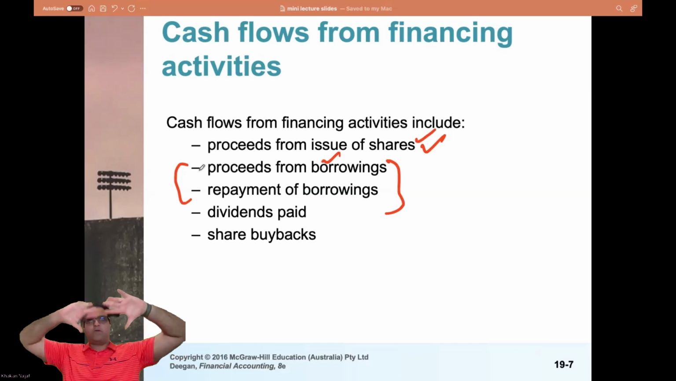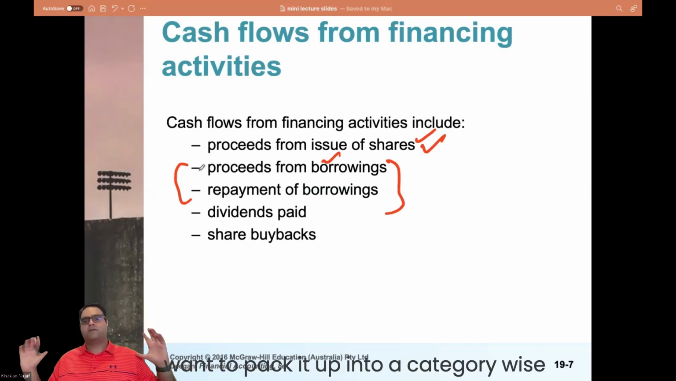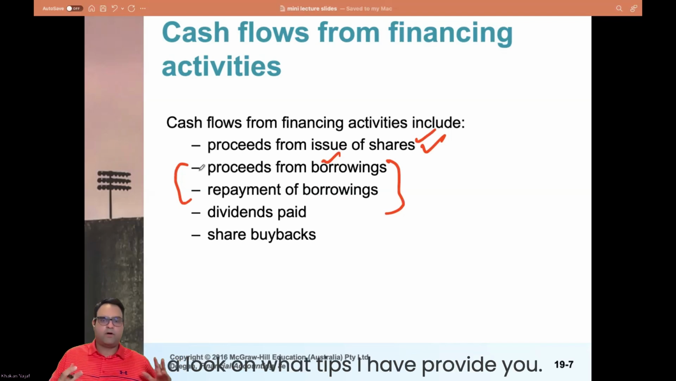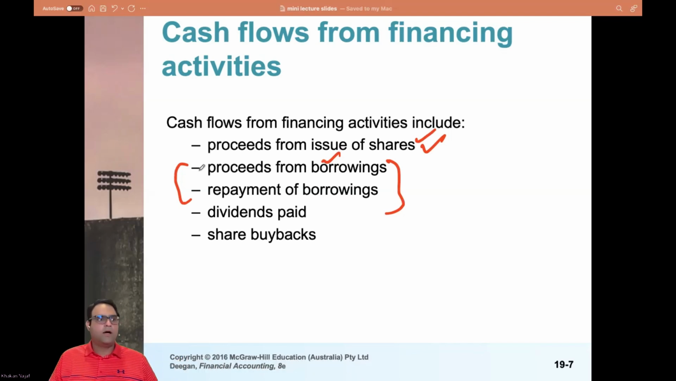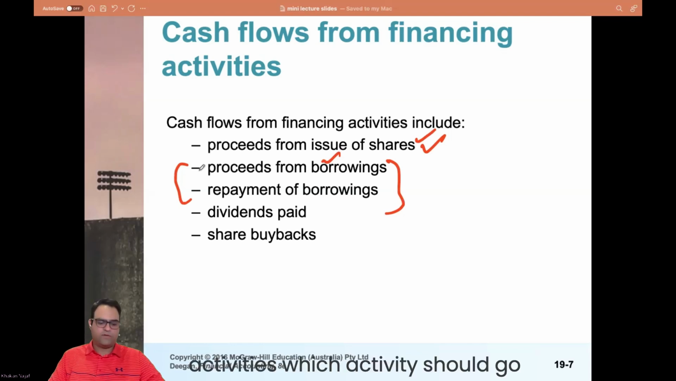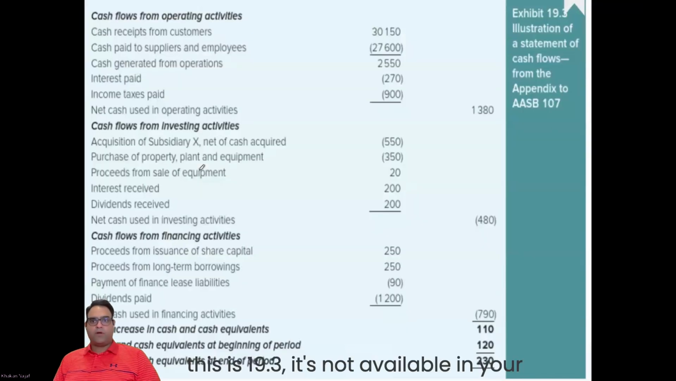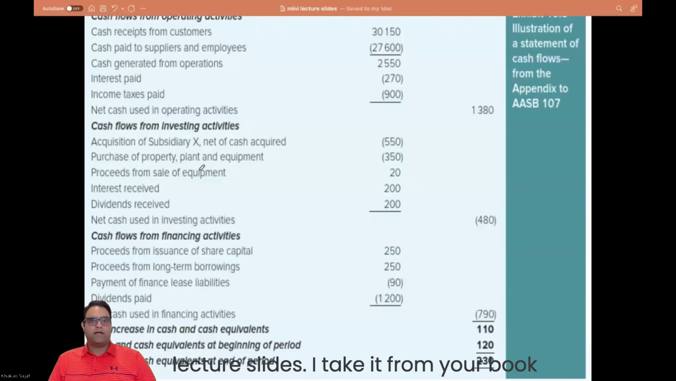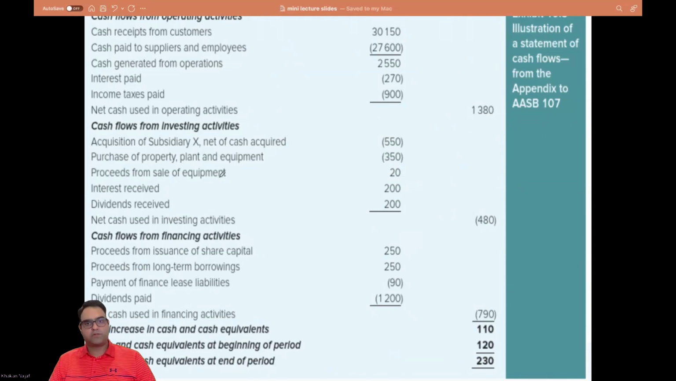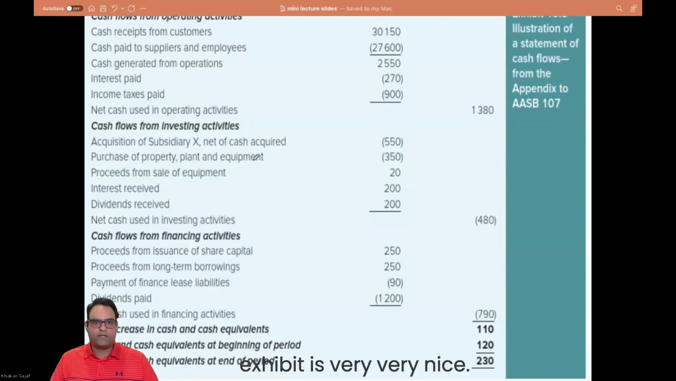So overall, if I want to pack it up category-wise, I will go back to my slides and have a look at what tips I have provided you. Those tips will be very useful for you to categorize any activities, which activity should go where. So this is 19.3. It's not available in your lecture slides. I took it from your book and copied and pasted it here. For those students who haven't bought the book, this exhibit is very, very nice.